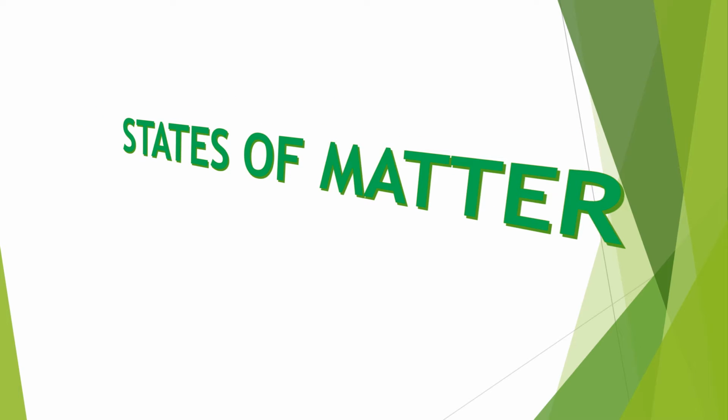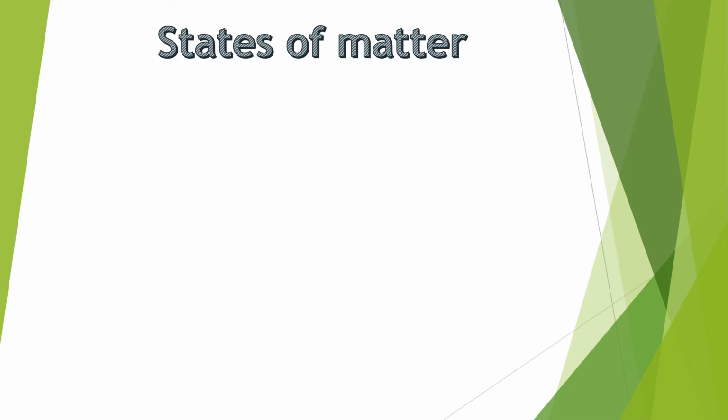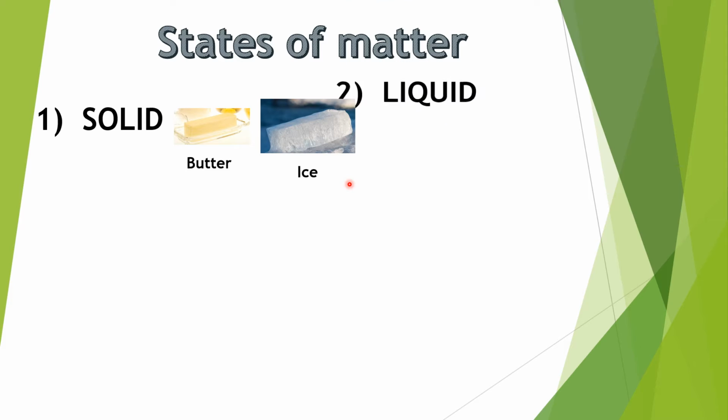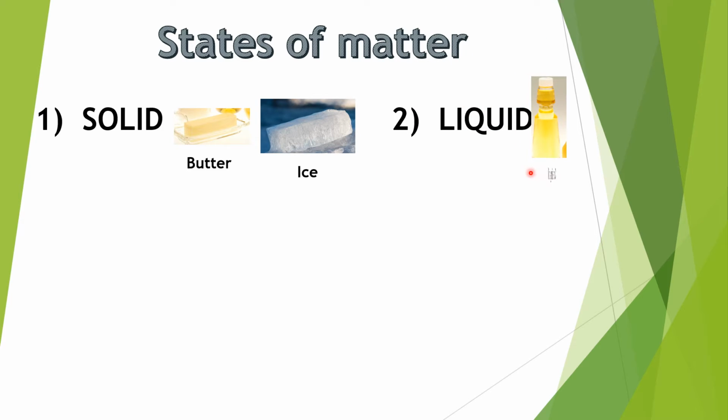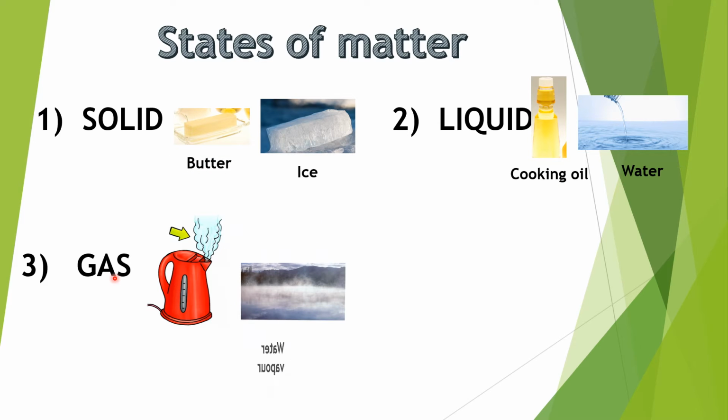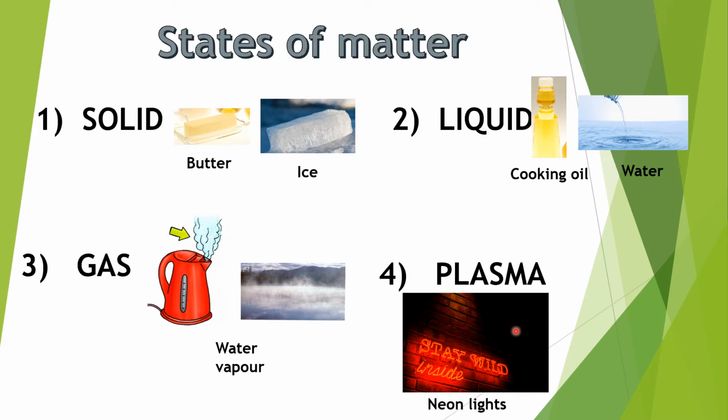States of matter. Solid state, like butter, ice. Liquid state, like cooking oil and water. Gas state, like water vapor. Plasma, like neon lights. So states of matter: solid state, liquid state, gas state, and plasma. There are four states of matter: solid state, liquid state, gas state, and plasma.